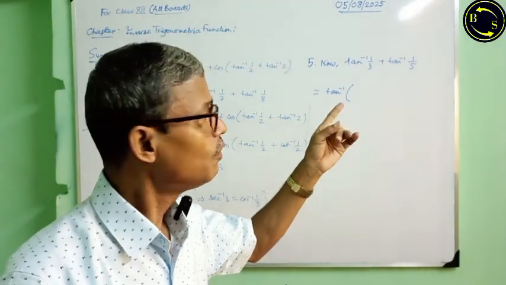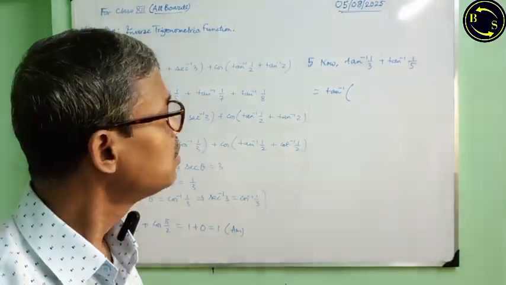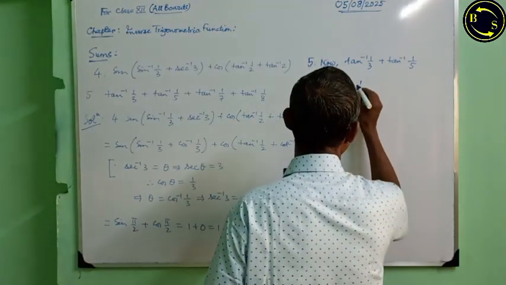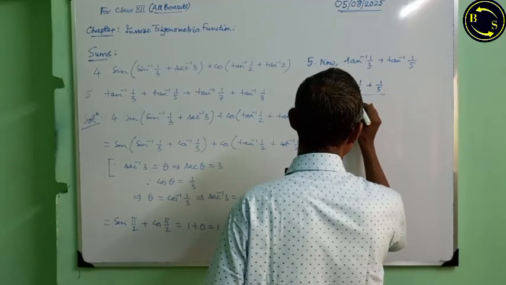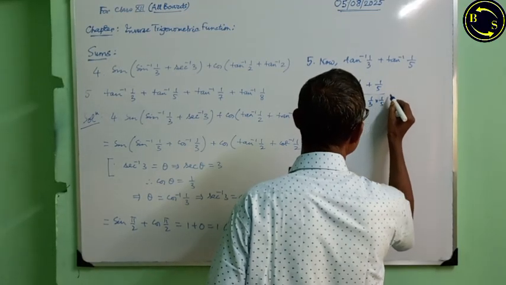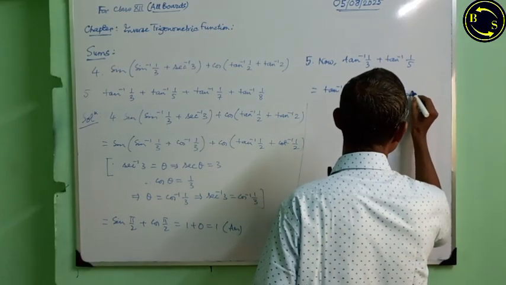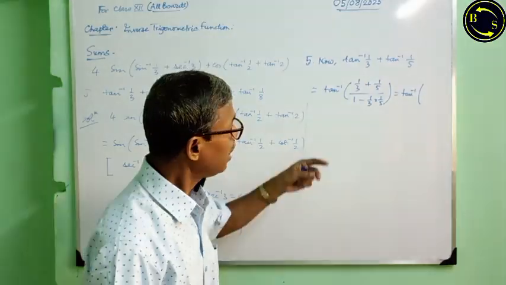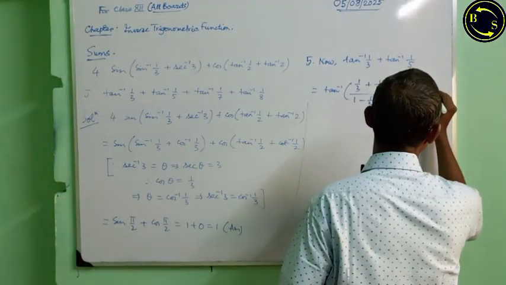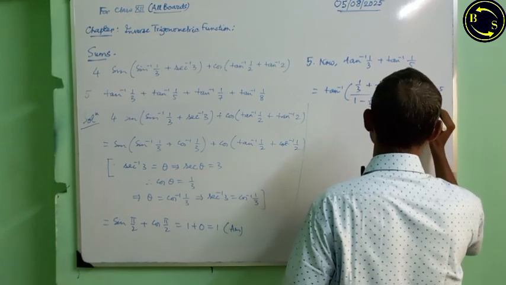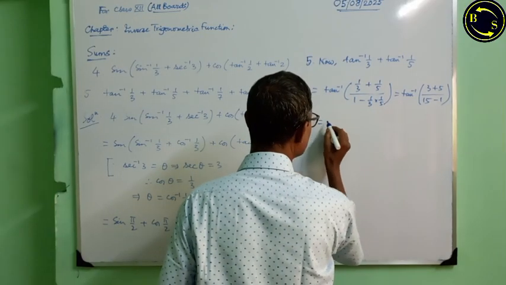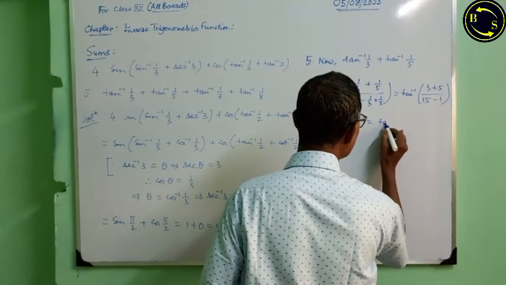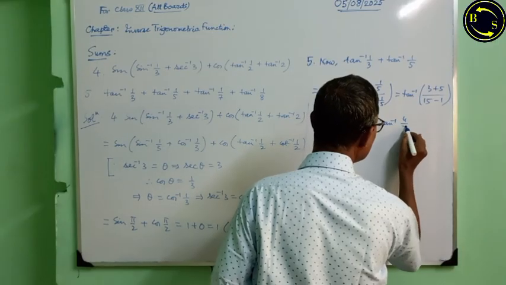Here product of 1 by 3 and 1 by 5 is less than 1. Therefore, formula will be denominator will be 1 minus xy, 1 by 3 plus 1 by 5 by 1 minus 1 by 3 into 1 by 5, tan inverse. Since the denominators will be same for numerator and denominator, I am not writing the denominator part. This will be 3 plus 5 and this will be 15 minus 1. That means tan inverse 8 by 14. On simplification it will be tan inverse 4 by 7.